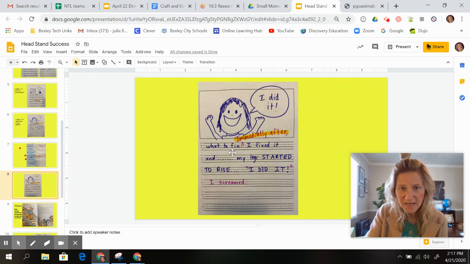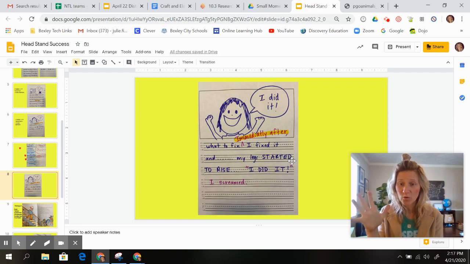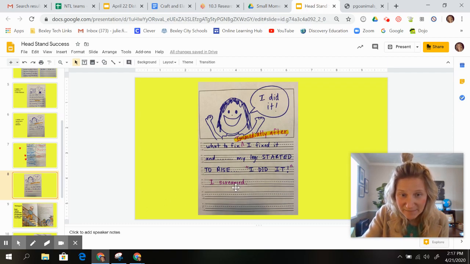She told me what to fix. Immediately after, I fixed it. And now, this is not, I guess it's a bold word. That counts as a bold word. I capitalized it, so it's bigger and bolder. The whole entire word is bold. So I want my reader to say it with some expression. My legs started to rise. I did it. I screamed.